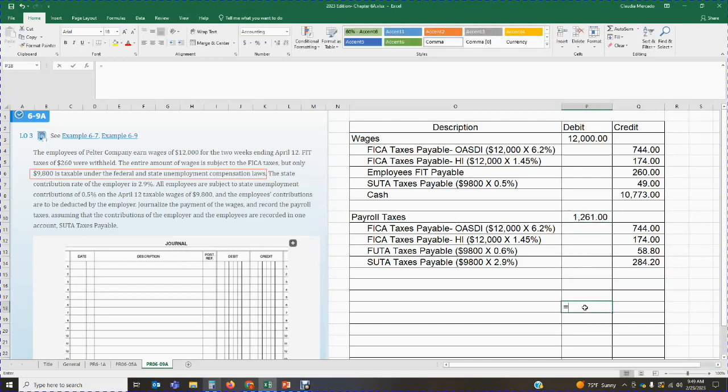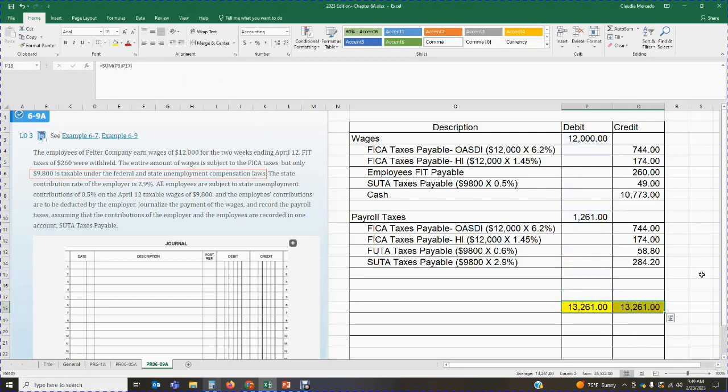And just like I explained before, I like to make sure that I didn't make a typo or any mistake of any type. I like to make sure that my debits always equal my credits. That way I have peace of mind that I am in balance. If your debits don't equal your credits, then you made a mistake somewhere. You need to go back and fix it.